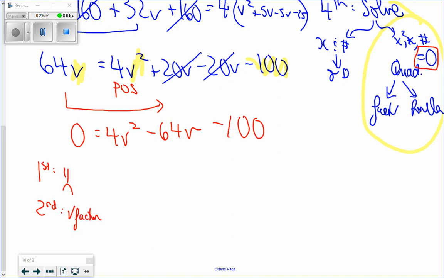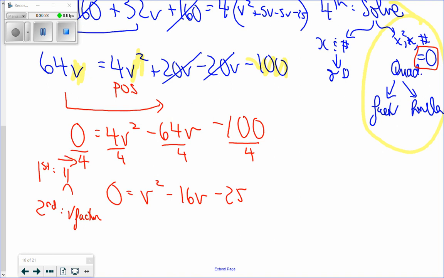Now, 4, 64, and 100 can all be divided by 4. So I'm going to take a 4 out of everything. That takes me down to v squared minus 16v minus 25. You can just make the 4 disappear because 0 can never equal 4. That's why you write it in this step, but then you can just drop it after that.